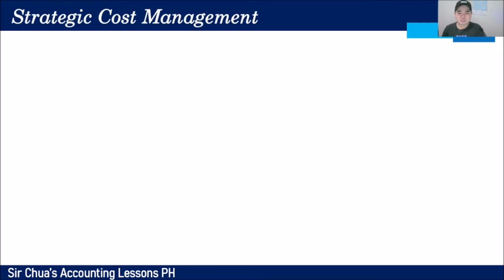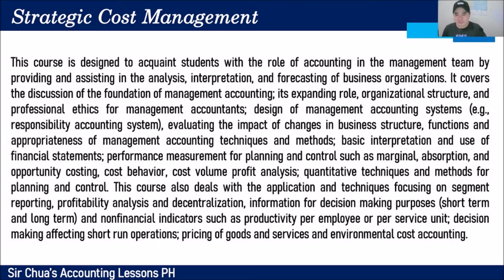And this is Strategic Cost Management. The course is designed to acquaint you, the students, with the role of accounting in the management team by providing and assisting in the analysis, interpretation, and forecasting of business organizations. Basically, we will be using accounting as a tool by the management for decision making. So this course is about managing not only cost, but the operations in itself. And we will be using accounting as a tool so that you can further analyze, interpret, and forecast business organizations.